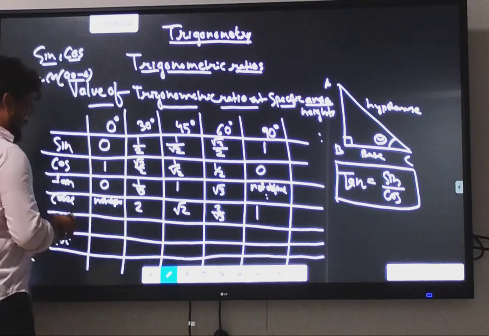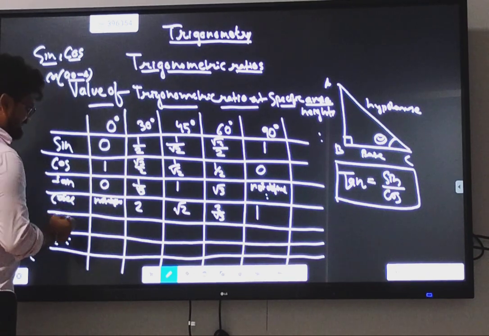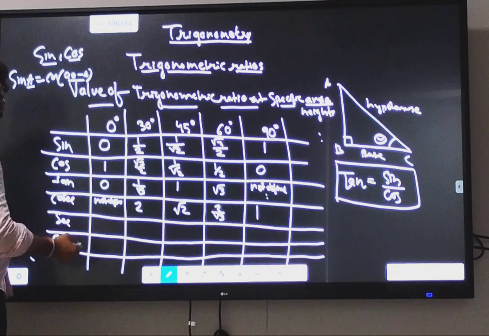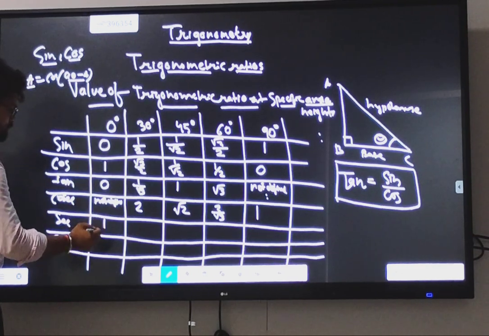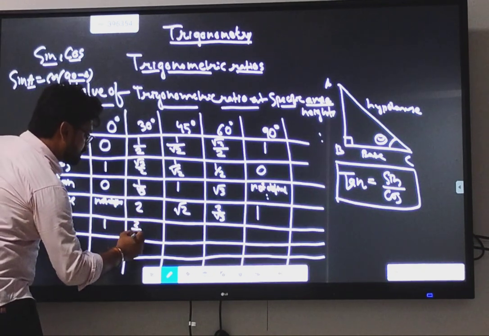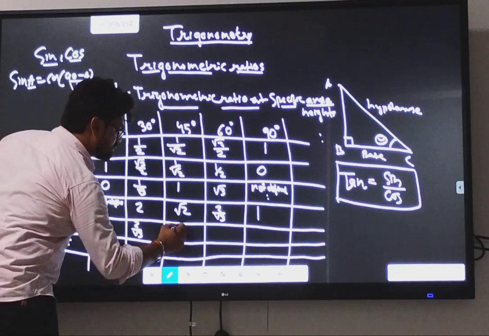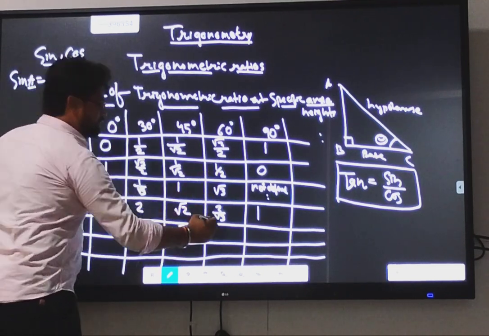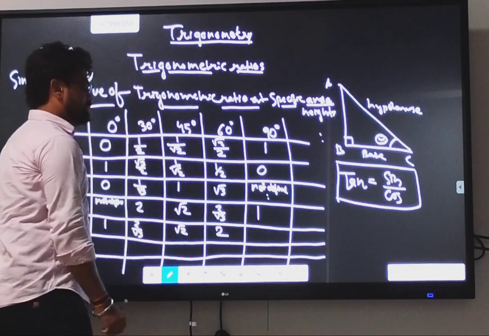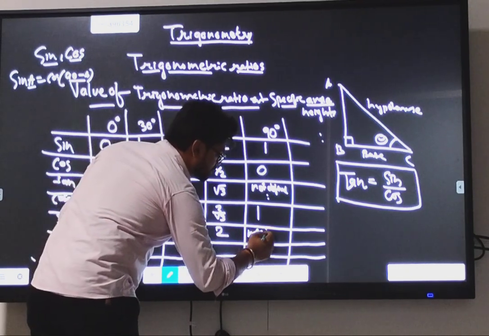Now we have sec. So sec is nothing but the reciprocal of cos. So sec 0 is equal to the reciprocal of cos 0, that is 1 by 1, so that becomes 1. Now again the reciprocal of root 3 by 2 will be 2 by root 3. And then we have the reciprocal of 1 by root 2, that is root 2. The reciprocal of 1 by 2 is 2. And then the reciprocal of 0, that is 1 upon 0, again will be not defined.